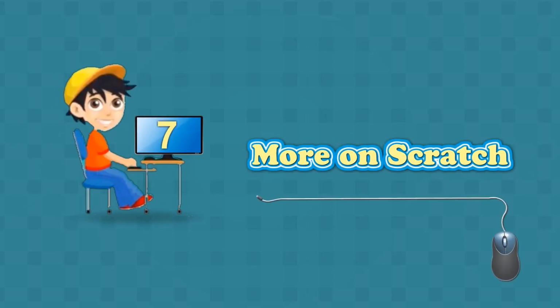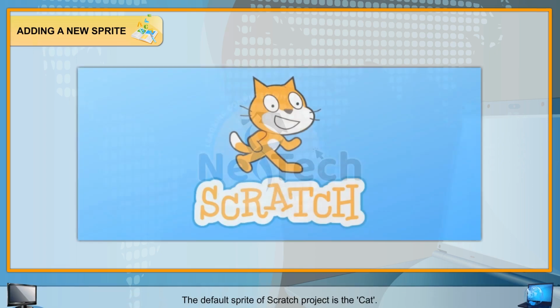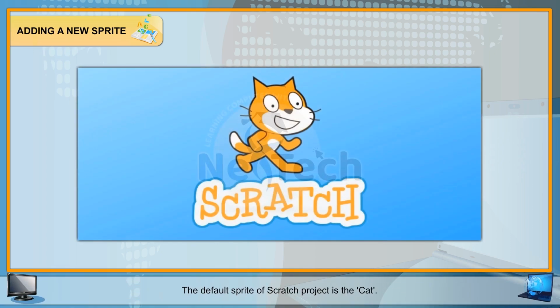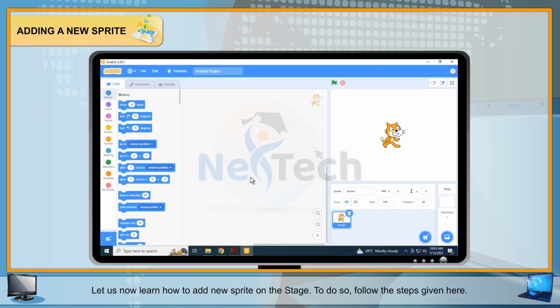Chapter 7: More on Scratch. Adding a new sprite. The default sprite of a Scratch project is the cat. Scratch allows the users to add new sprites to a project. Let us now learn how to add a new sprite on the stage.